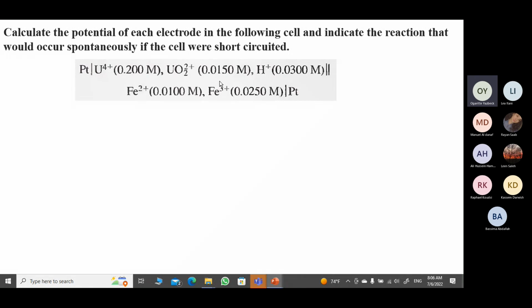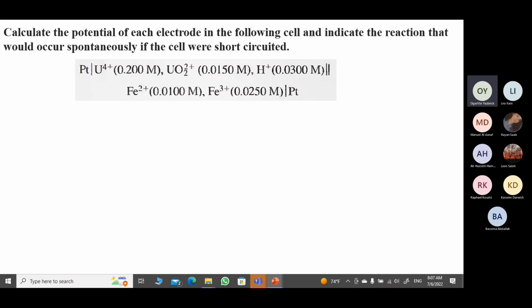Also, if they have a cell like this and you have different concentrations than one, that means you're in non-standard state, and that means to get the overall potential of the cell, you must first correct the reduction potentials of each half, because I can't use the E naughts for U and the E naughts for Fe. I need a corrected reduction potential, and then get the overall potential. At least that is one way, okay?